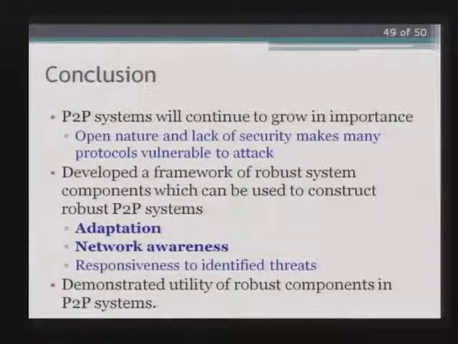So in conclusion, peer-to-peer systems will continue to grow in importance. The open nature and the lack of security often make these protocols vulnerable to attack. And so here we looked at developing a framework of robust components which can be incorporated into current or new peer-to-peer systems in order to make them robust. These components include robust adaptation, network awareness, and responsiveness to identify threats. And we demonstrated the utility of these components in actual peer-to-peer systems.